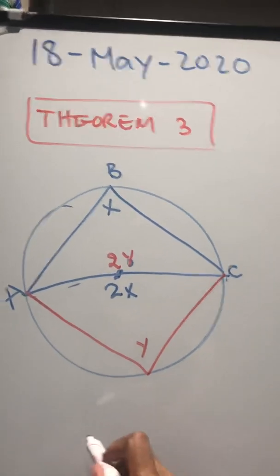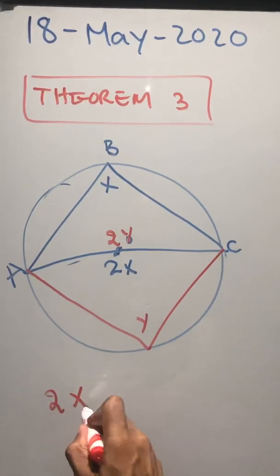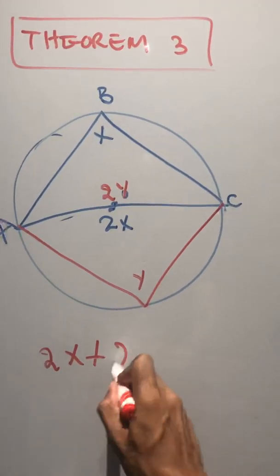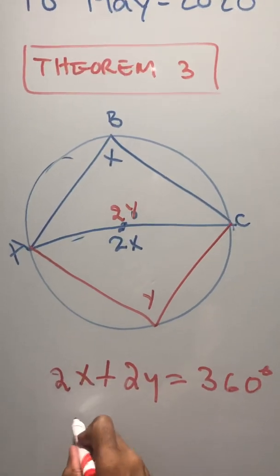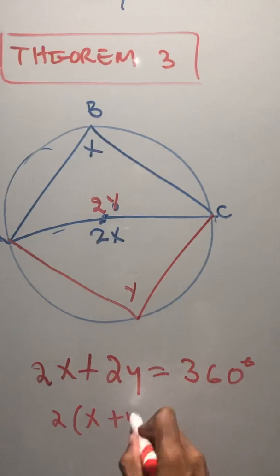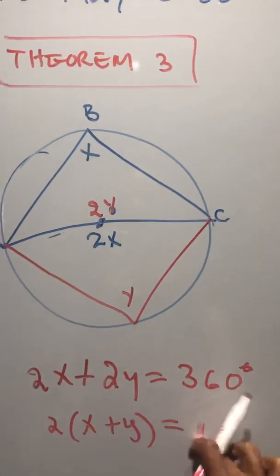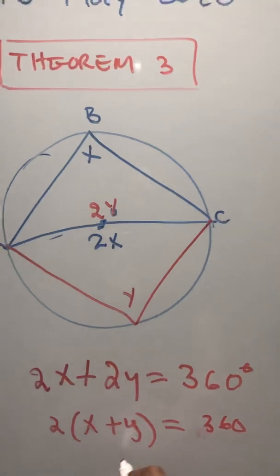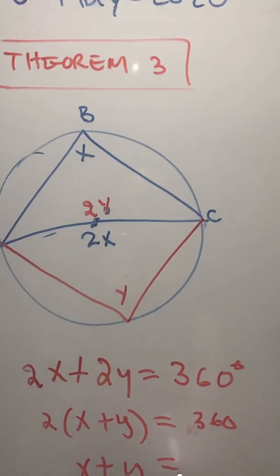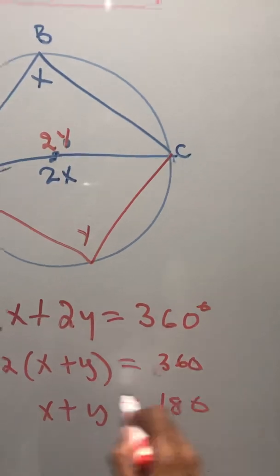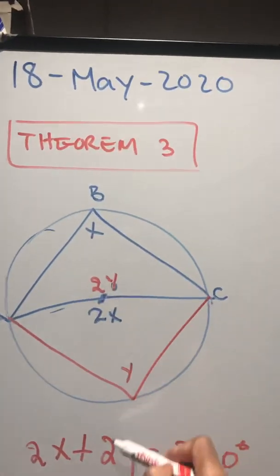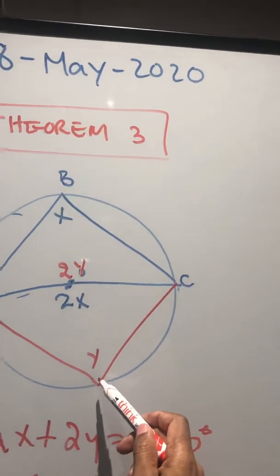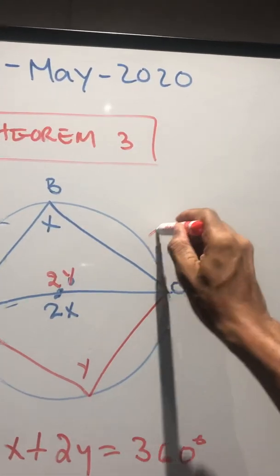So we can therefore say, if we have 2x plus 2y, we know that is going to give us 360. So we know that x plus y will be equal to what? 180. So that would mean that this x plus y will be 180. So let us draw a new theorem.